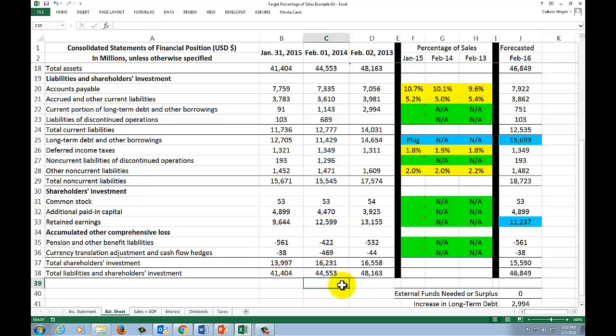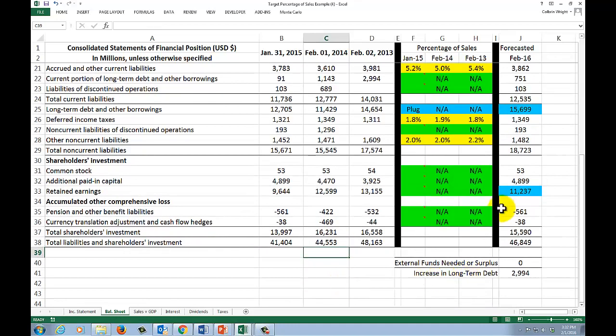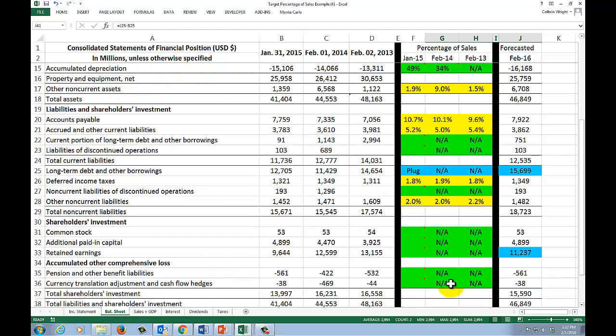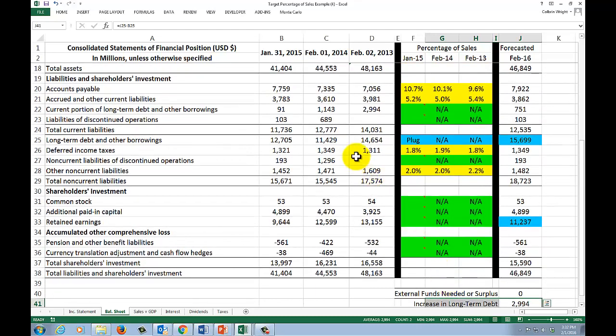What does that mean, however? That means that in order to fund this growth, we're going to need to increase our long-term debt by $2.99 billion. That's non-trivial. You can see in the previous year they increased their long-term debt by $1.3 billion. Increasing it by another $2.9 billion is going to take some work. So we may want to think about some other options.